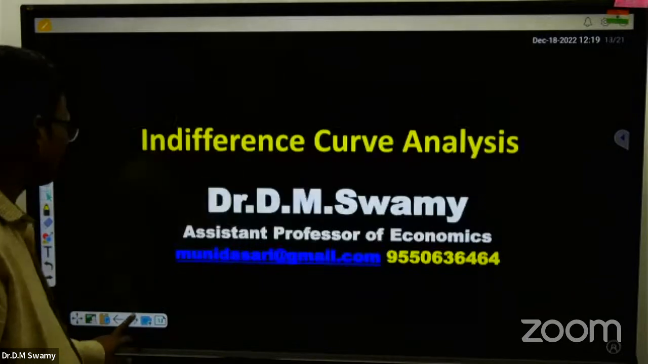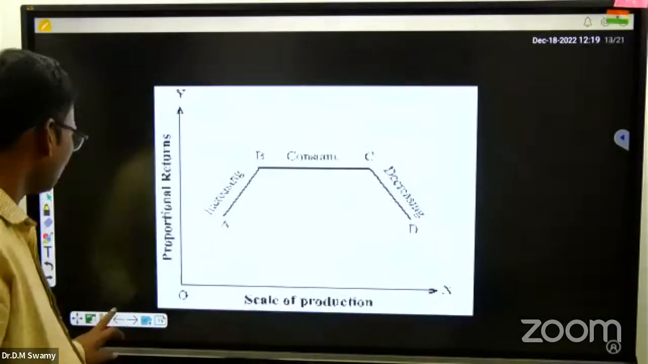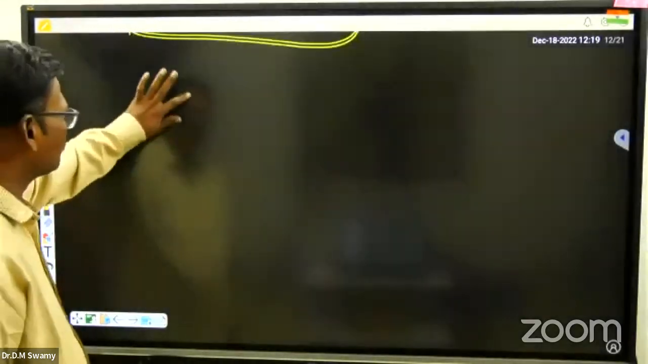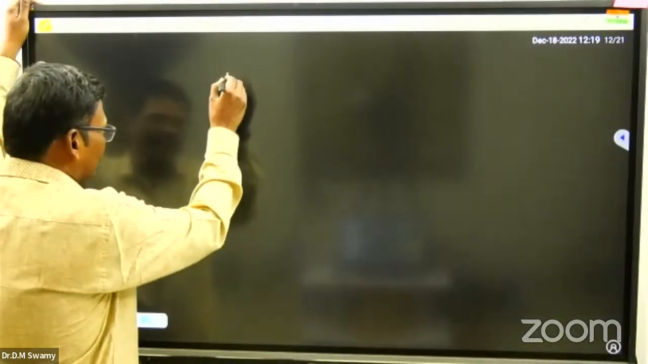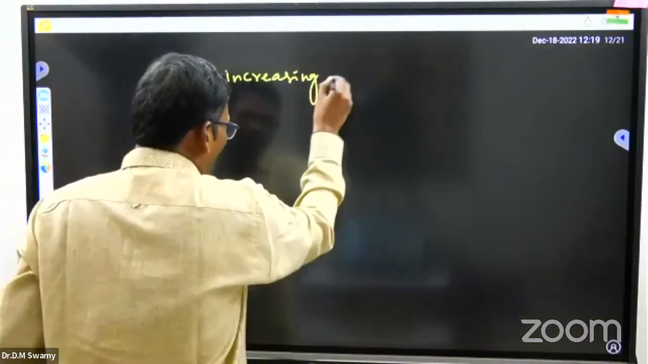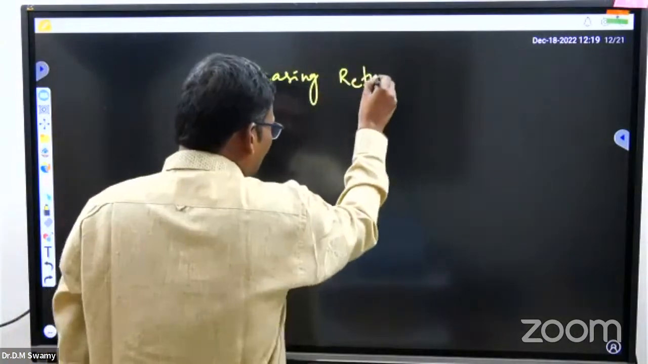Okay, here, when we are talking about returns to scale, the first one is increasing. Okay, increasing returns to scale.